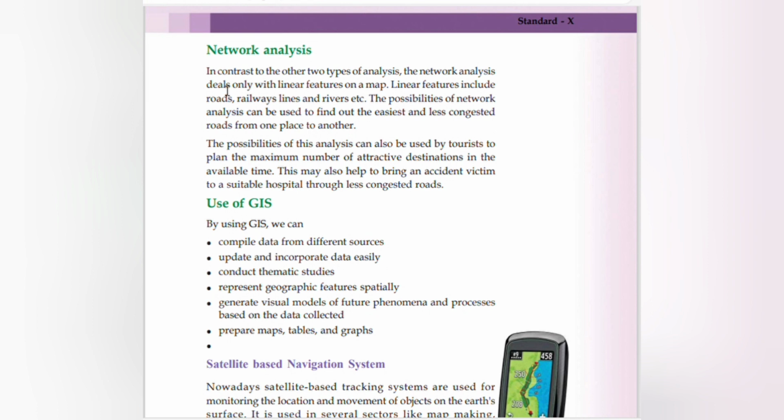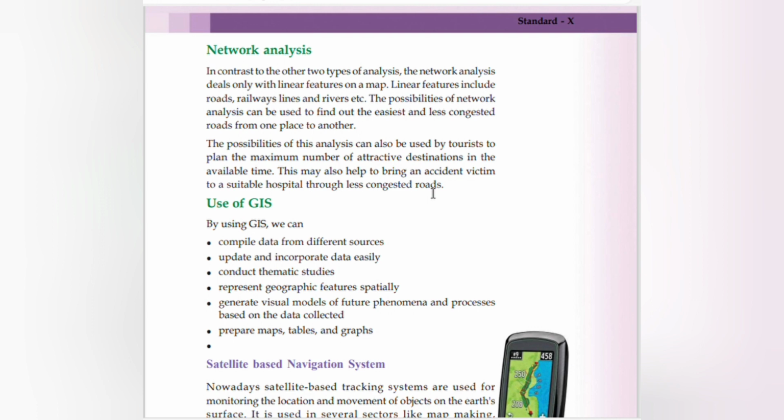Network analysis. In contrast to the other two types of analysis, the network analysis deals only with the linear features on the map. Linear features include road, railway lines, rivers, etc. The possibilities of network analysis can be used to find out the easiest and less congested roads from one place to another. The possibility of this analysis can also be used by tourists to plan the maximum number of attractive destinations in the available time.